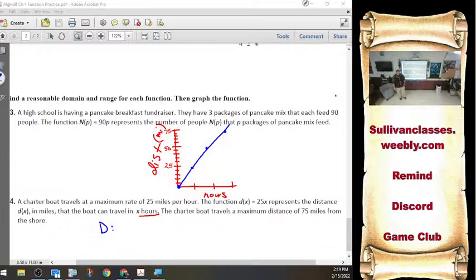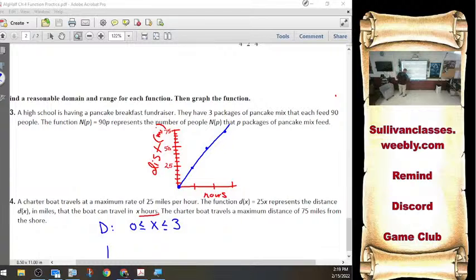Students who just did compound inequalities at the end of first semester. What's the lowest I can go? 0. What's the highest I can go? 3 hours. There you go. My domain isn't a bunch of numbers. It's an inequality to say all the numbers in here.